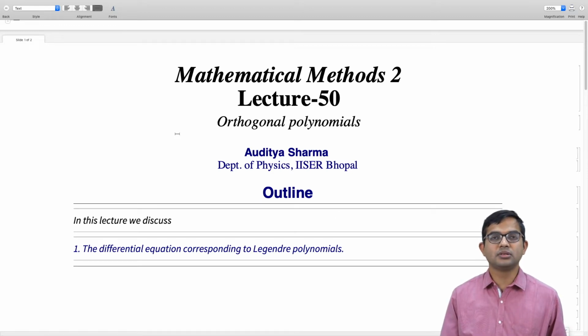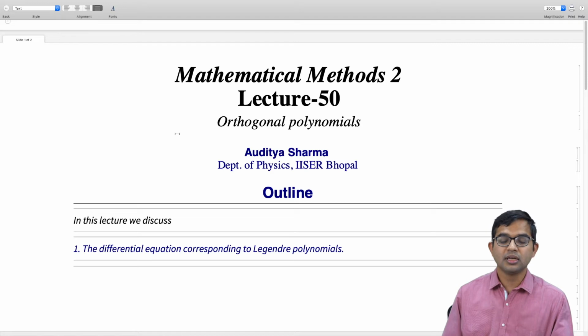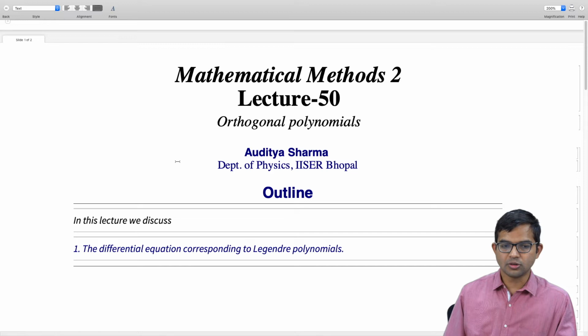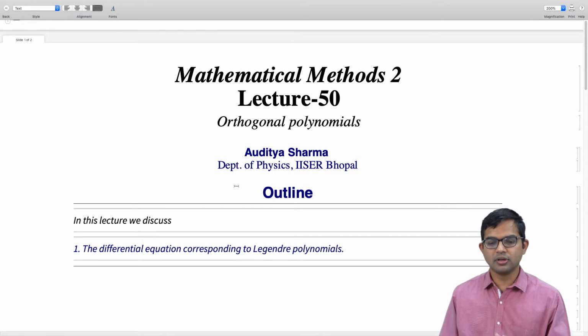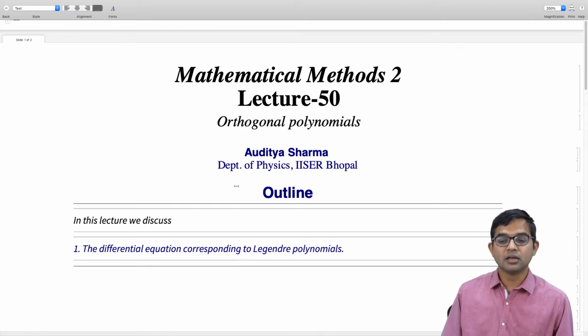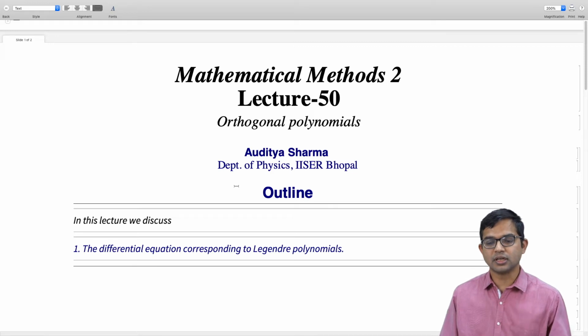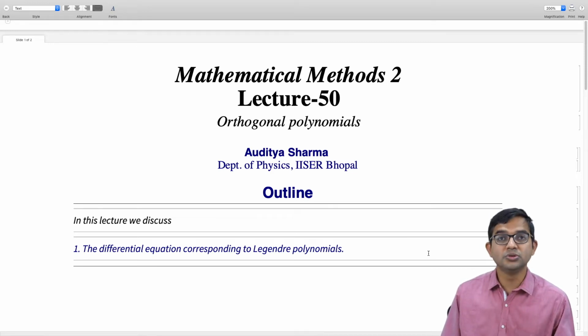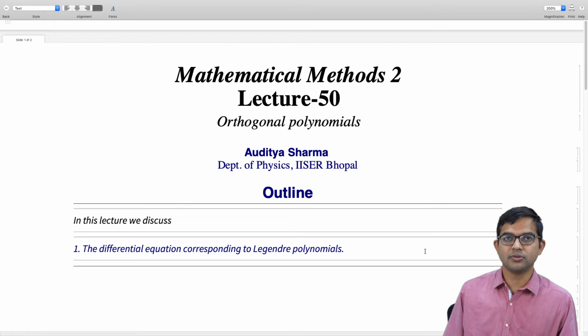But many times the treatment is carried out in the opposite direction: you start with the differential equation, work out solutions to it, and argue that certain parameters will give you polynomials, and then you work out the properties. But in this lecture we will see how we can get the differential equation corresponding to Legendre polynomials using the standard prescription we have given out.